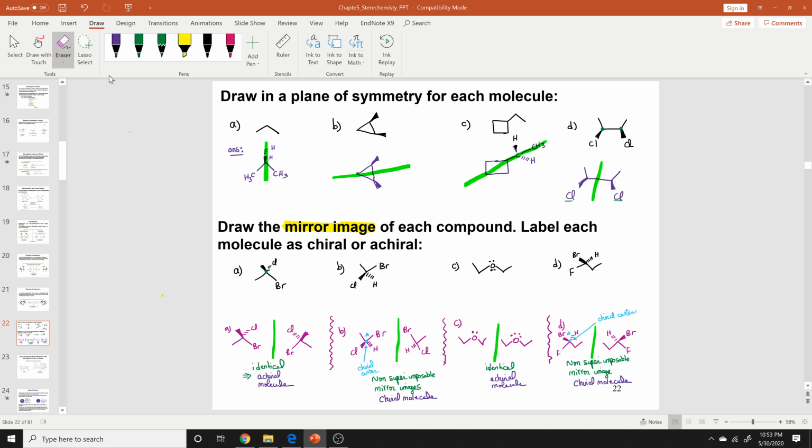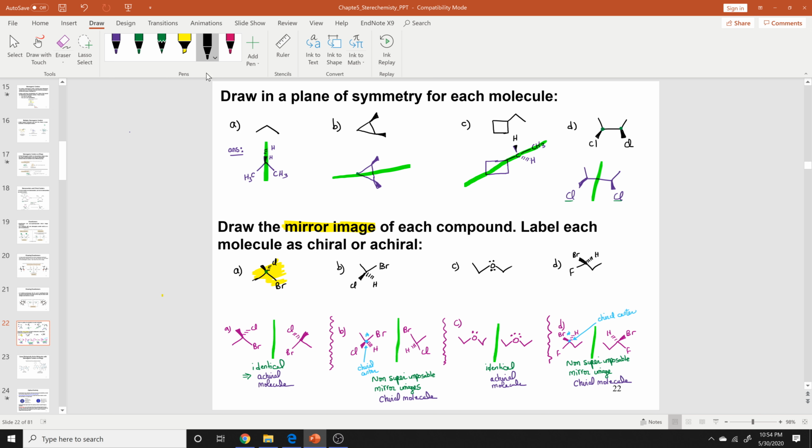And see, I can simply rotate this and draw a plane of symmetry. The plane of symmetry basically goes through these two CH3s and cuts the molecule. I can also draw a plane of symmetry through the chlorine and the bromine and cut the molecule in half, so that the CH3s are going to be mirrors of each other. So that is going to be my plane of symmetry in here.